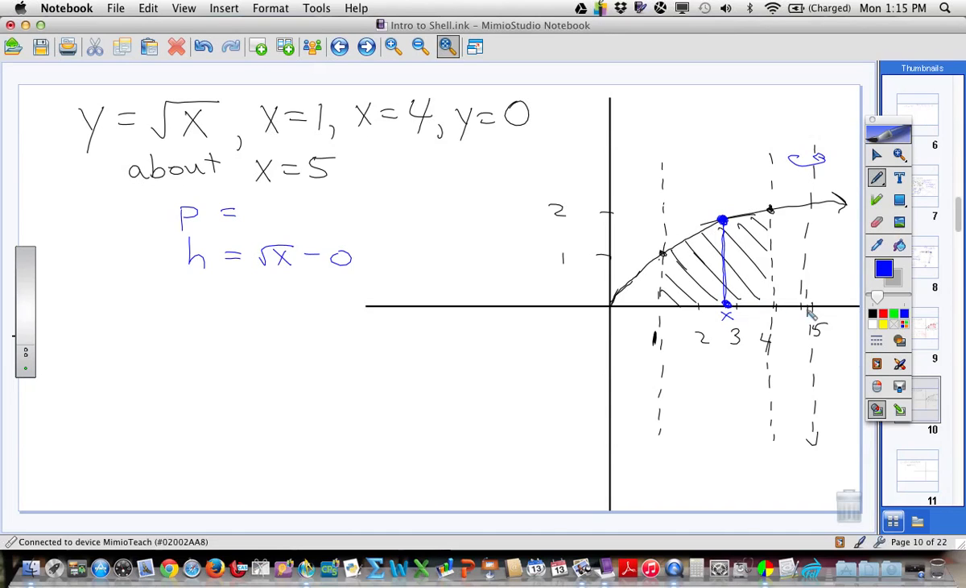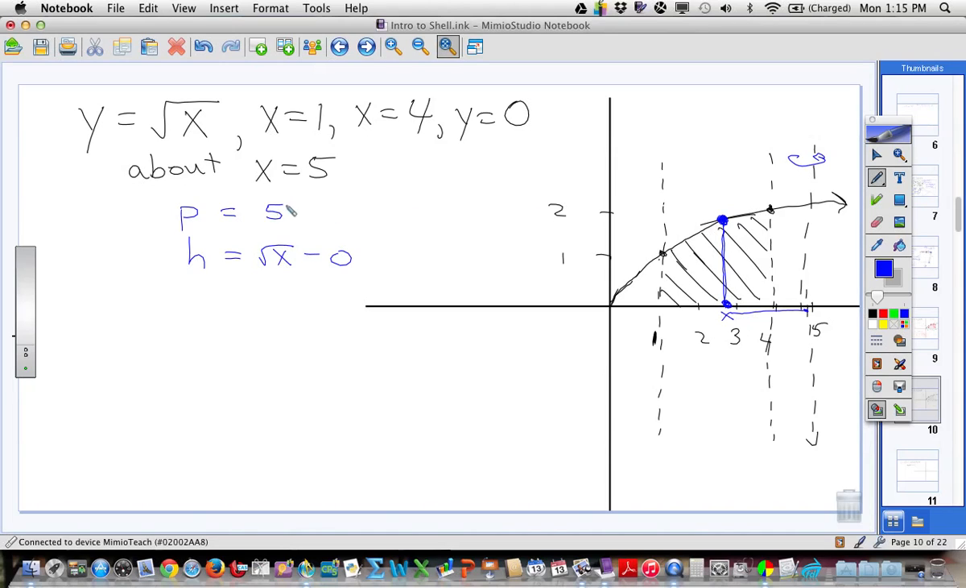So the distance, it's kind of like you could do another strip. You could draw a strip from there to there and just say it's right minus left. It's this x coordinate, 5, minus the strip's x coordinate, which we don't know. It could be any x. So it's just x. So it's 5 minus x.